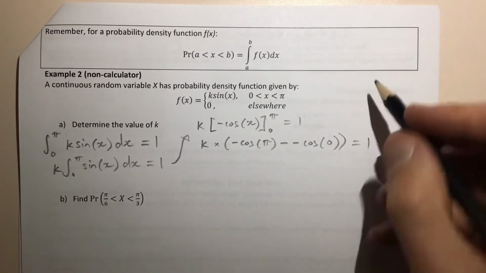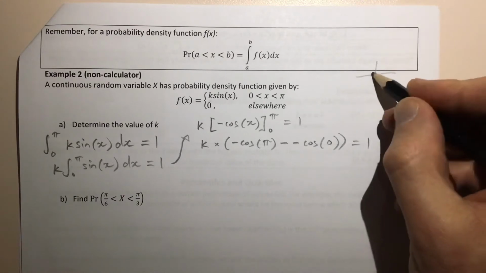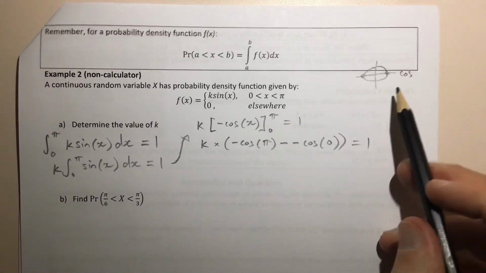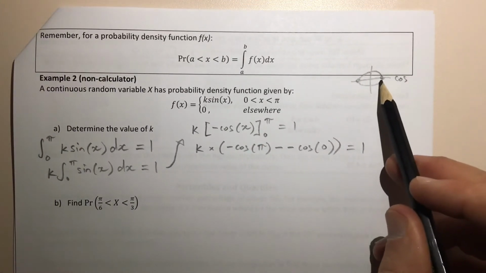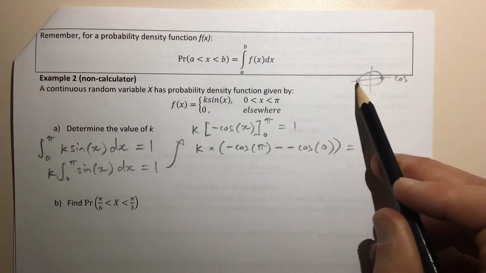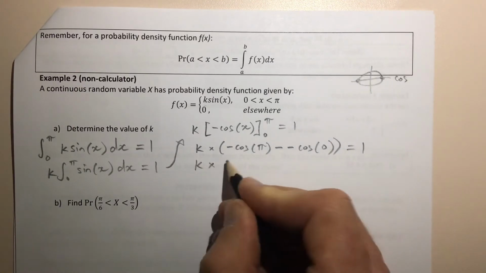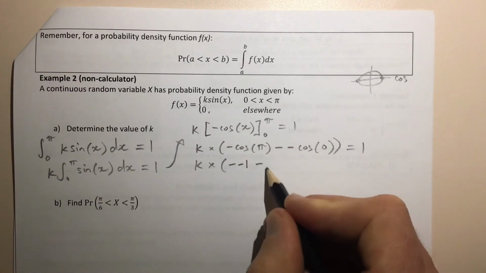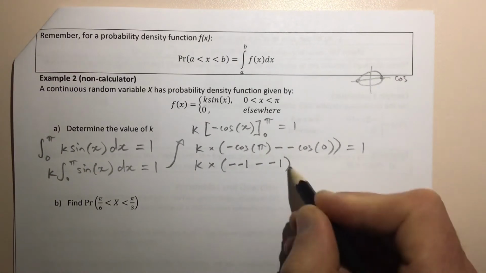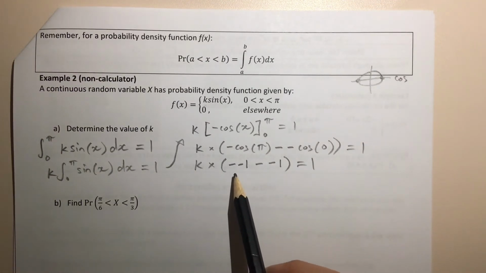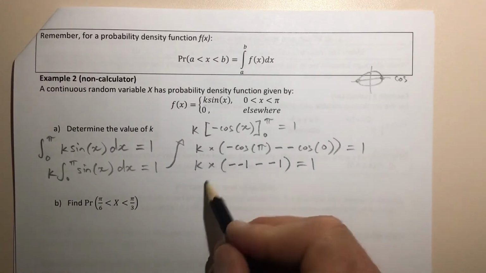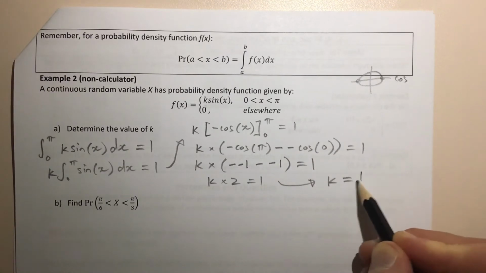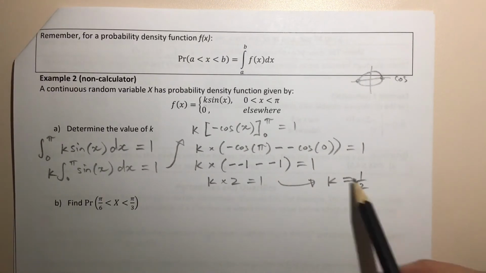Now, with cos of pi and cos of 0, we can go to the unit circle. There's our angle of 0, there's our angle of pi. Remember that we read cos from the x-axis. So cos of 0 is positive 1, cos of pi is negative 1. So we've got lots of negatives going on here. k times negative 1 minus negative 1. All right, so what's going on in that bracket here? Well, that's going to be positive 1 plus 1. So k times 2 equals 1. And therefore k equals a half. Okay, so we found this value of k.